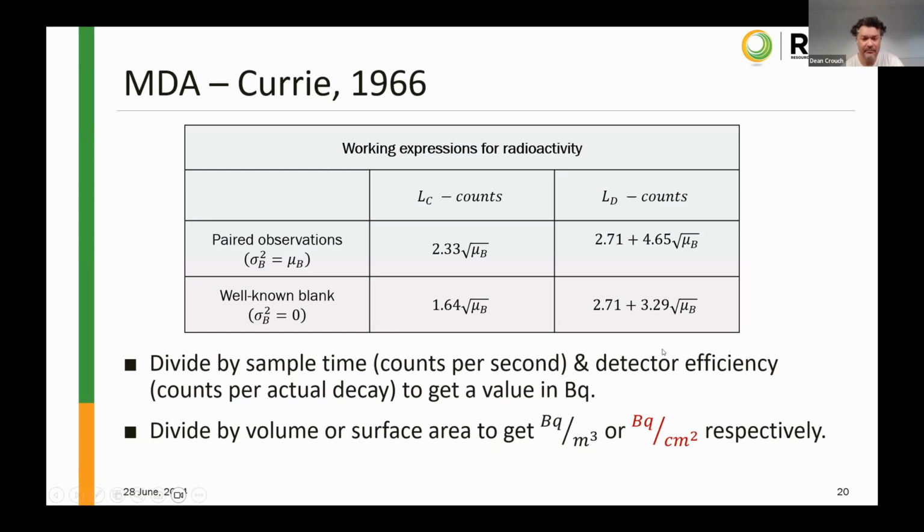But once you've got your counts, you can use the detector efficiency to get that in becquerels, or decays per second. Keeping in mind that the count is what the detector sees, the becquerels is what the source is doing. They are not the same thing. You have to use your efficiency, which can be a function of the detector, the geometry, attenuation, to get back to that activity, and then divide it by whatever physical unit you want, meters cubed, liters, centimeters squared. We will talk about that one.